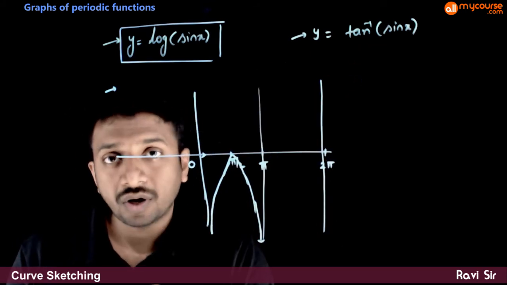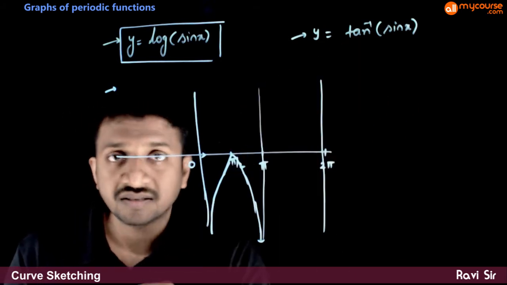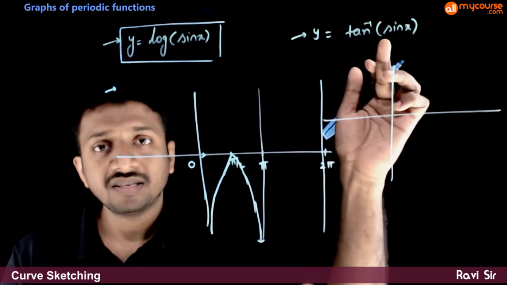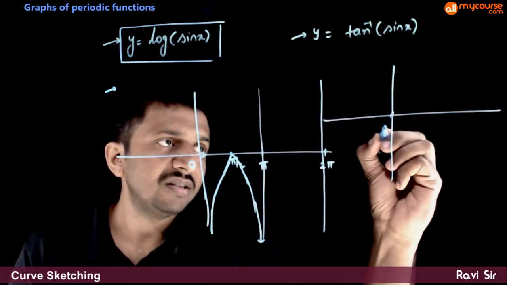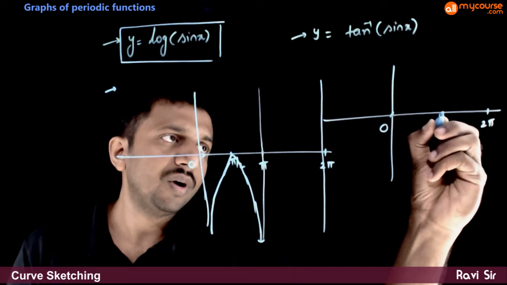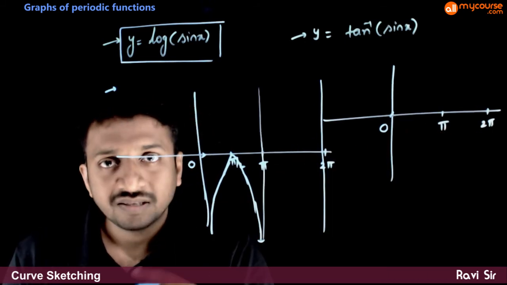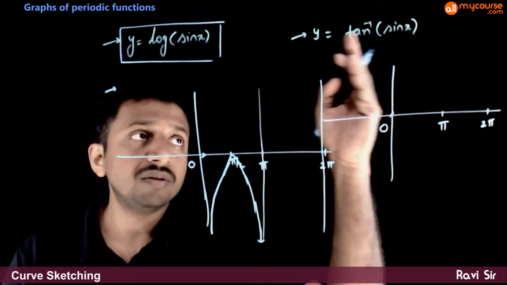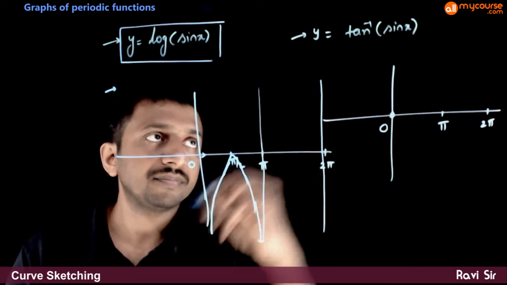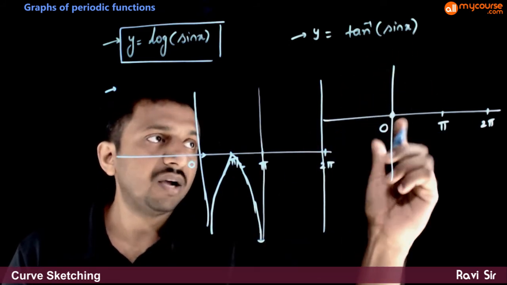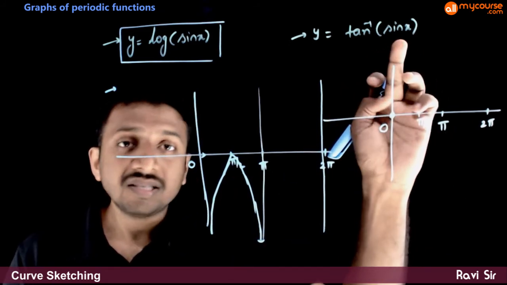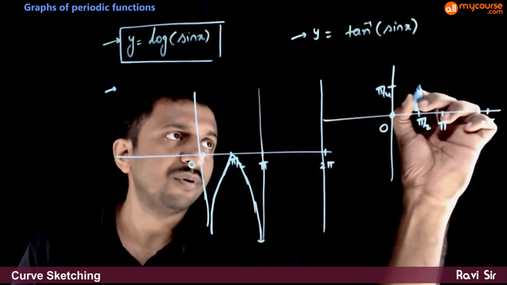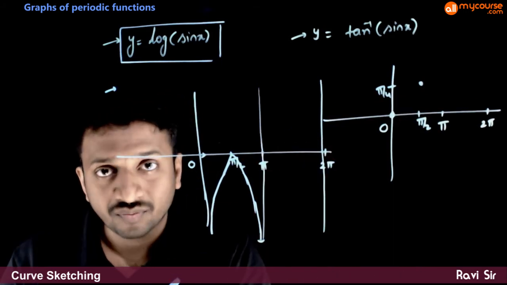Next, for example, you want to draw the graph of tan inverse of sin x. Here also the innermost function is sin x, hence the period 0 to 2 pi works. So again, let us try to analyze the values. When x is equal to 0, sin x equal to 0, tan inverse of 0 is 0. When x is equal to pi by 2, sin x is equal to 1, tan inverse of 1 is pi by 4.